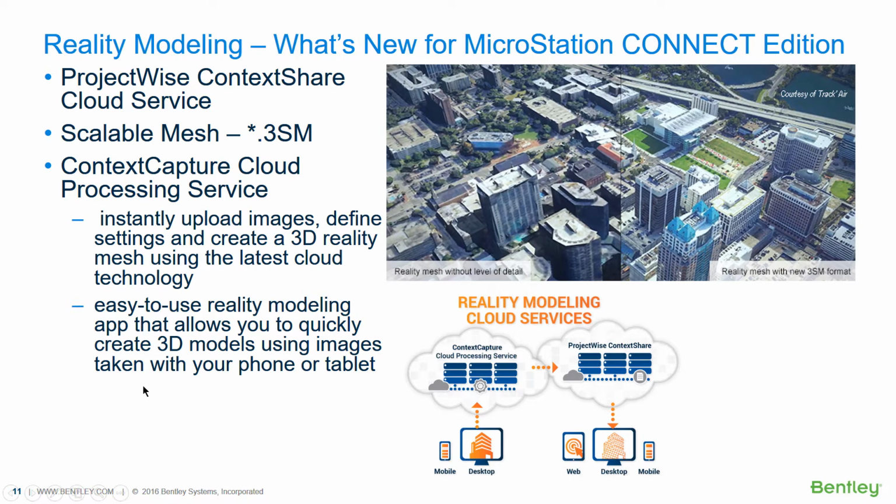So you can also use this cloud processing service from an app. You can go around with your phone or your tablet, quickly take pictures with those devices, and then upload them to the cloud service and have them processed there, and you get your reality mesh within a few minutes. So whether it's the desktop or mobile, the ContextCapture Cloud Processing Service is really a big step forward in reality mesh processing.